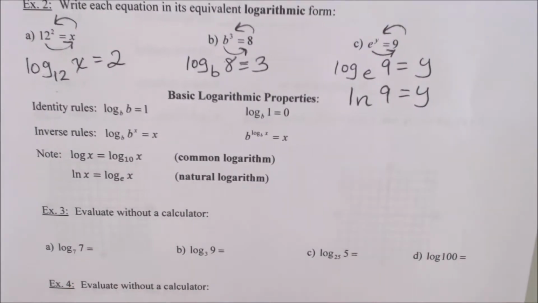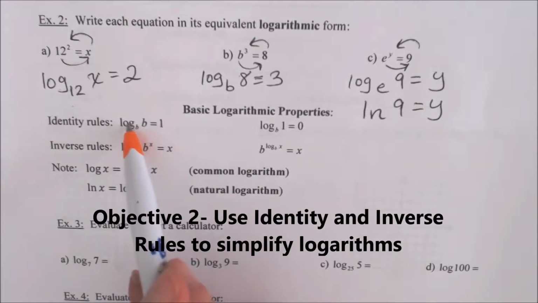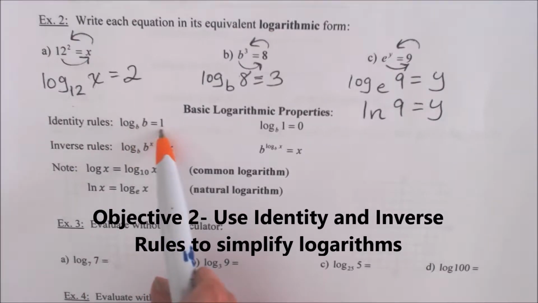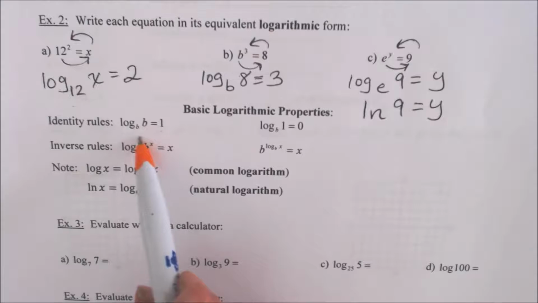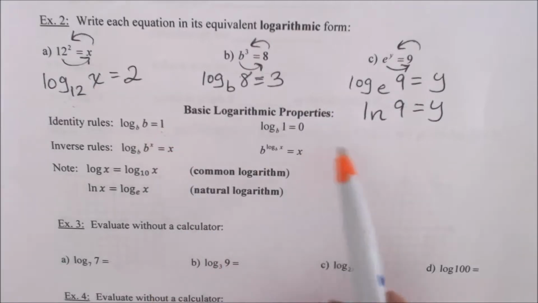Now there are a few log properties I want you to be familiar with. We're going to use these throughout this chapter, so get comfortable with these. The first one is called the identity rule. Log base b of b equals 1. So if the base and the argument are the same, that just simplifies to 1.